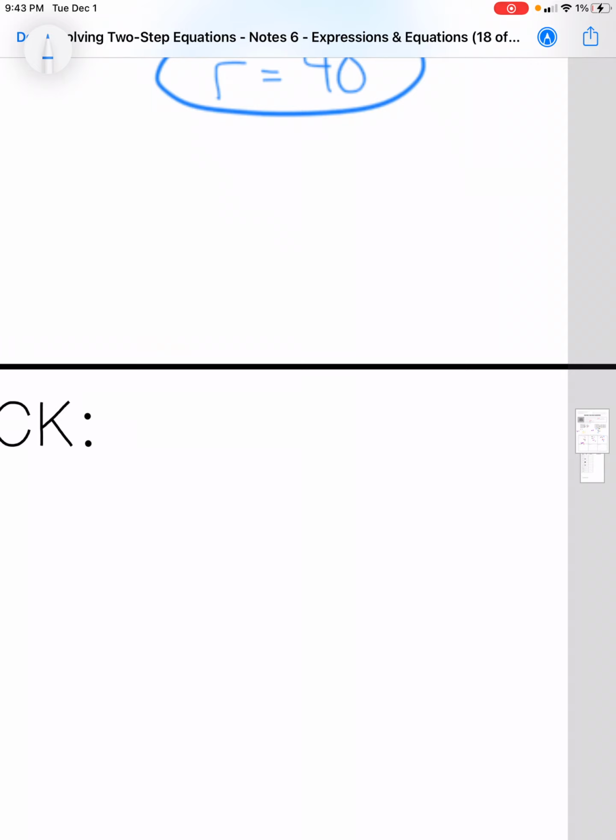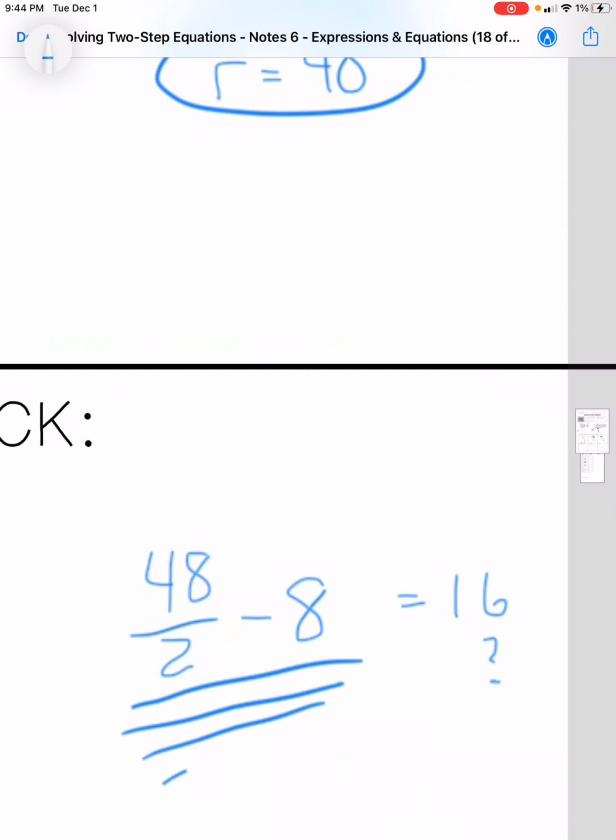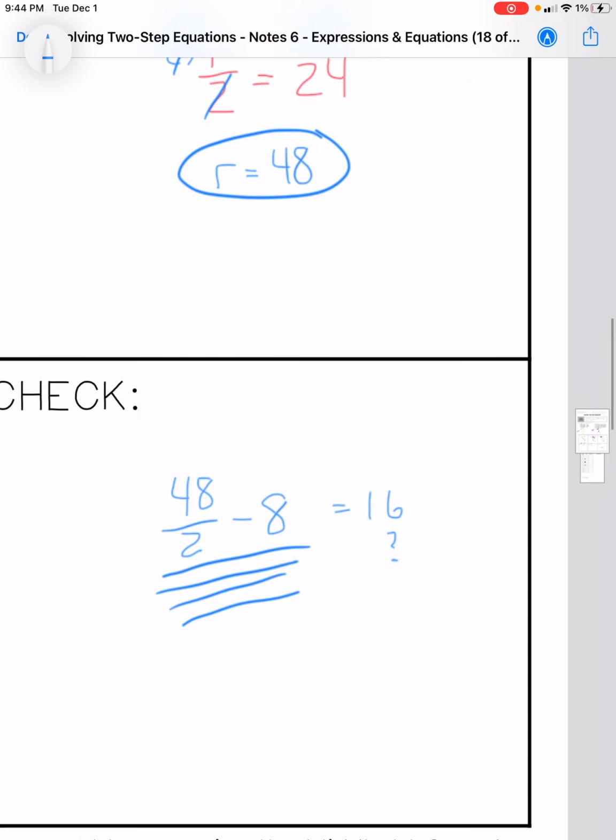And you put 48 over 2 minus 8 in your calculator. And if it gives you 16, then you got the correct answer. Put that in your calculator. Okay.